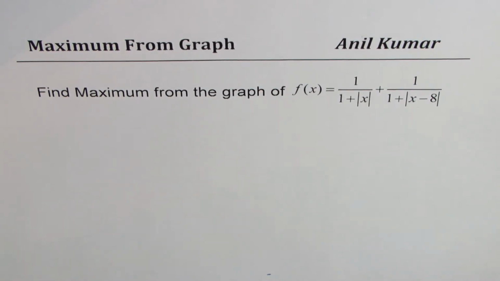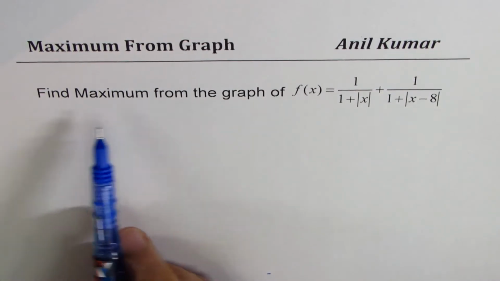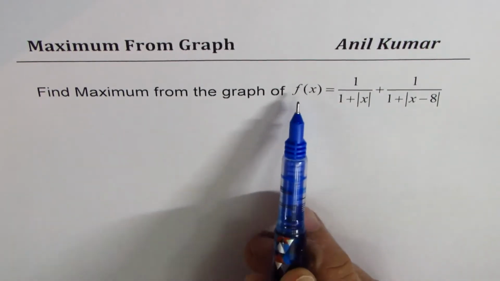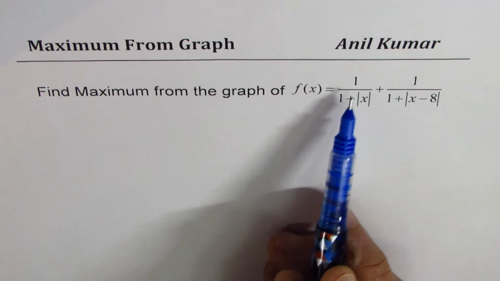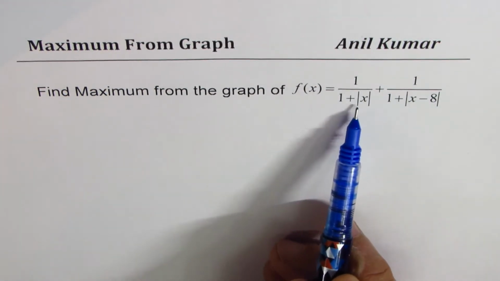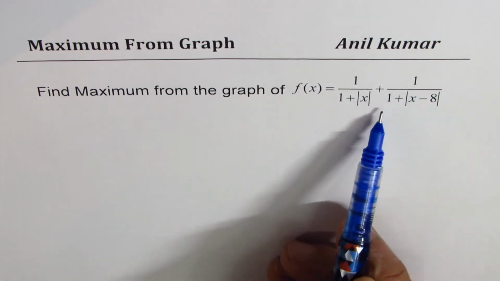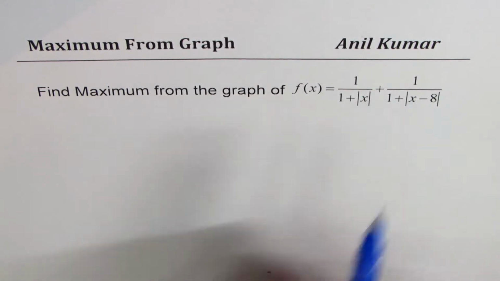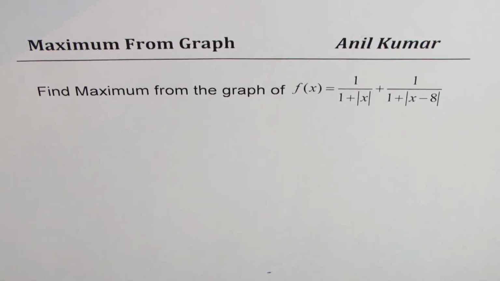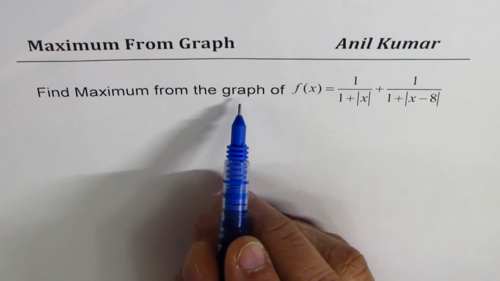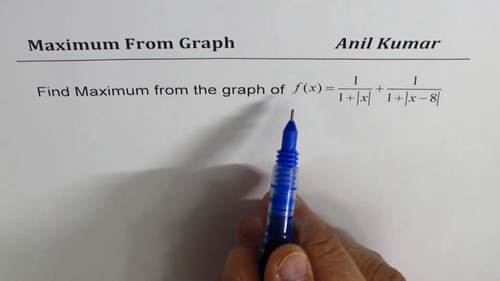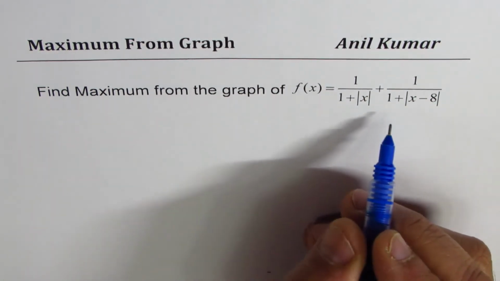The question is to find the maximum from the graph of the function f of x equals 1 over 1 plus absolute x plus 1 over 1 plus absolute x minus 8. So the idea is to sketch the graph of this particular function. So let's look into a few things here.